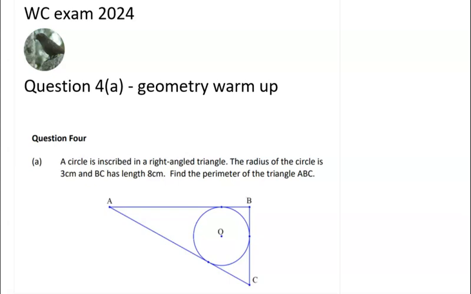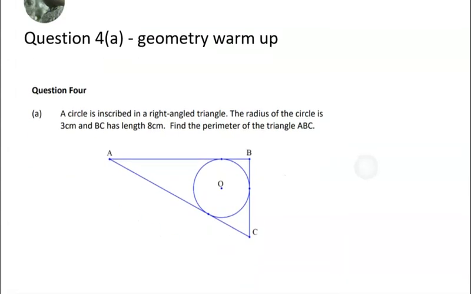Okay, this one was a kind of a warm-up question that most of you did really well with. It's just to get you thinking about all of the level 1 geometric reasoning stuff that comes in so handy in problem solving. So here we've got a circle sitting inside a right angle triangle, and the radius of the circle is 3 and length BC has length 8. And we just have to find the perimeter of the triangle A, B and C.